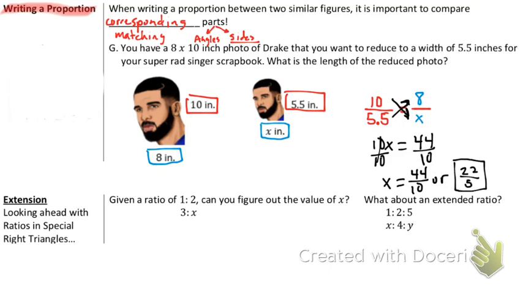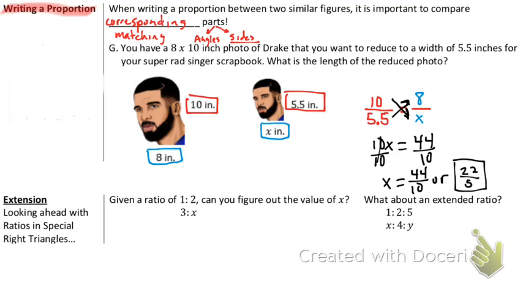Okay, so that's pretty much setting up a proportion. The key is, again, find the corresponding parts and turn them into two fractions. In this case, we use the sides to turn them into two fractions. To solve any missing part of the fraction, cross multiply and solve. Okay, let's go ahead and do these two examples at the bottom.